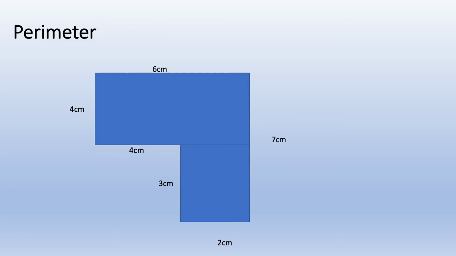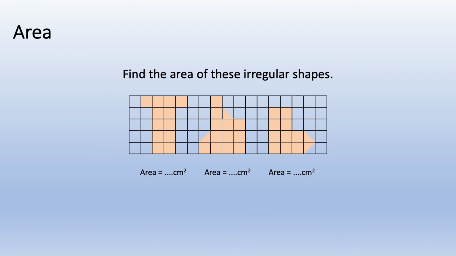I just want to finally mention a bit on perimeter and area in these years 3 and 4. Children should be able to calculate the perimeter of different shapes through repeated addition, like in this example here. They add up all the sides to find the perimeter. So 6 plus 7 plus 2 plus 3 plus 4 plus 4 equals 26 centimetres. They will also be required to calculate the perimeter with missing sides as well.